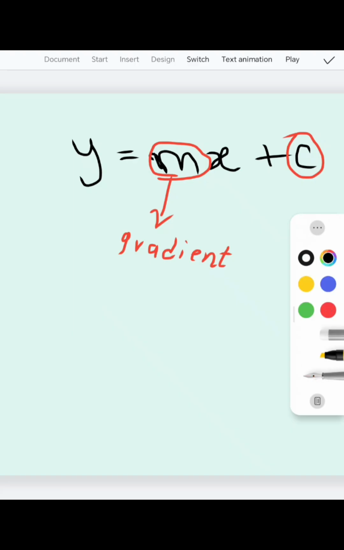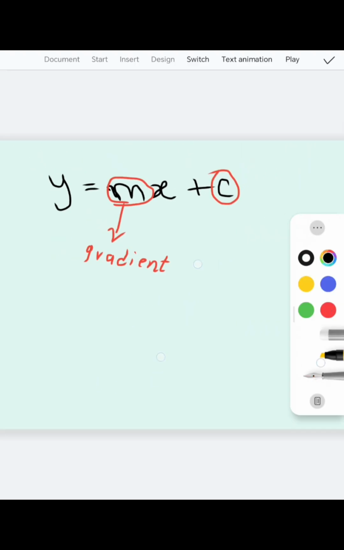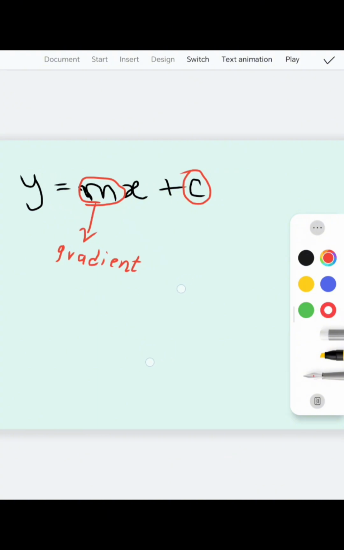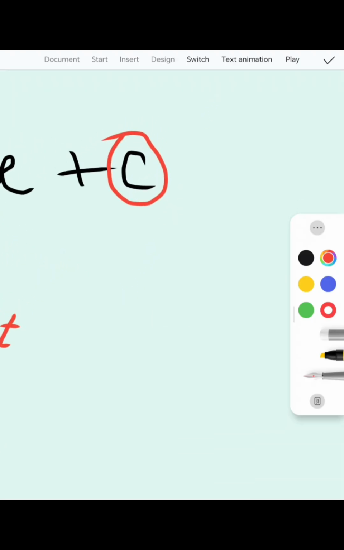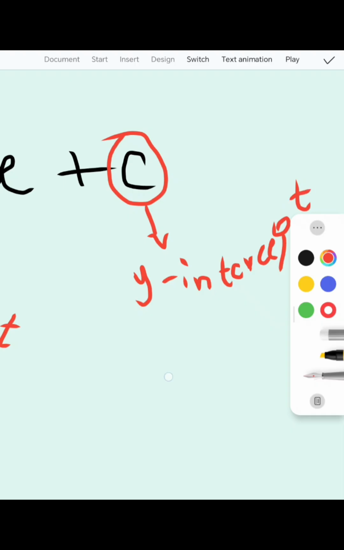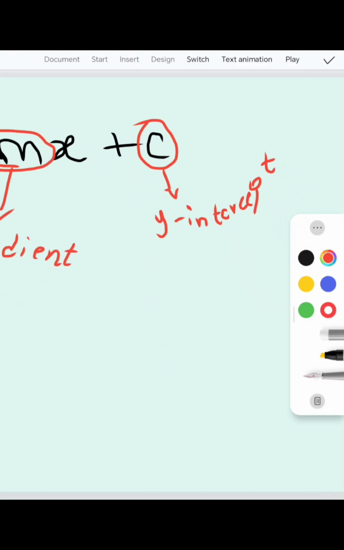So now, the question is, what is C? Because I have explained what M is. With C, we are going to understand it more when we are drawing the graph. So C is called the y-intercept. It is more necessary when we are drawing the graph. This one is the y-intercept. You can write it down. I hope I wrote it. My handwriting is not good, guys.